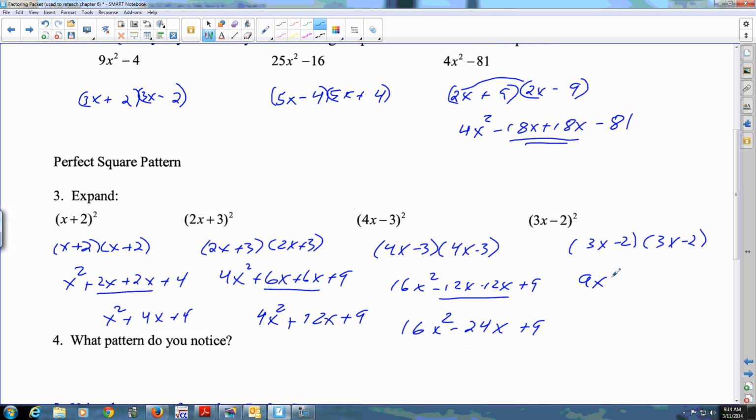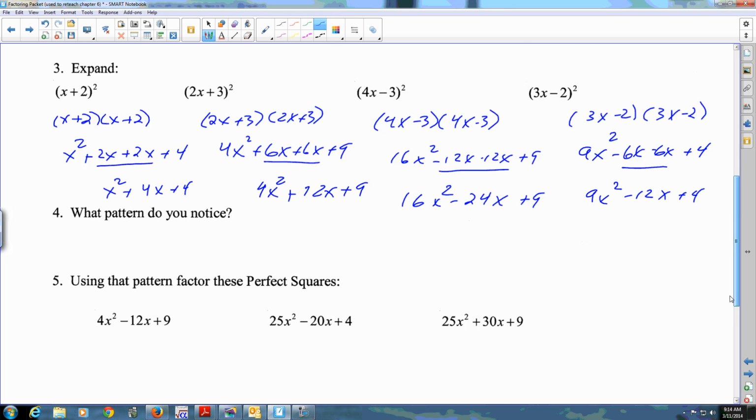So that would be 9x squared minus 6x plus 4. Again, 2 of the middle. Now, if you know you're going to get 2 of the middle, what we're working for is to avoid having to do that work of writing 2 of the middle.